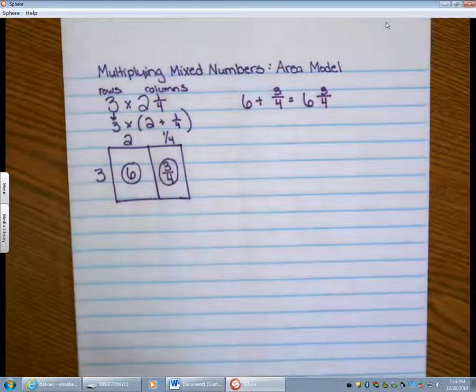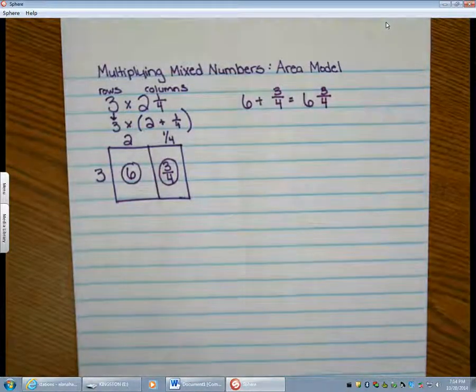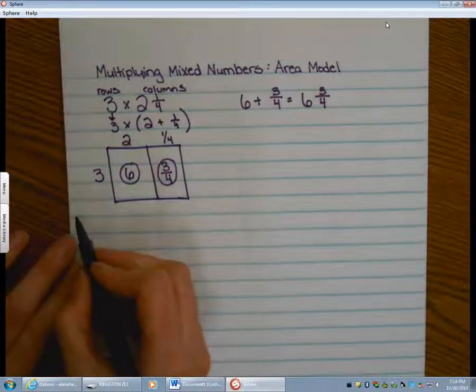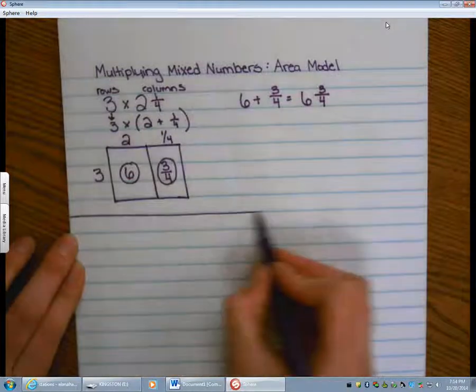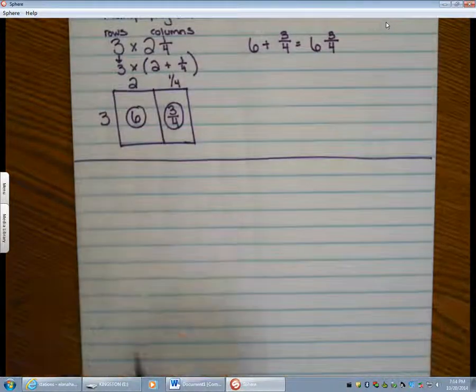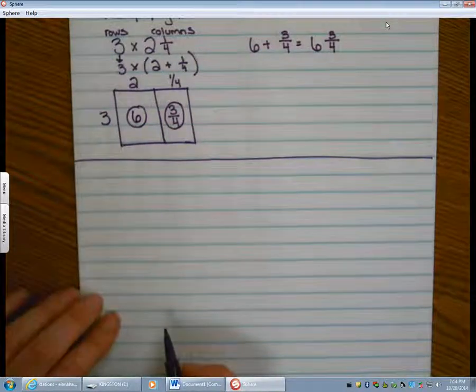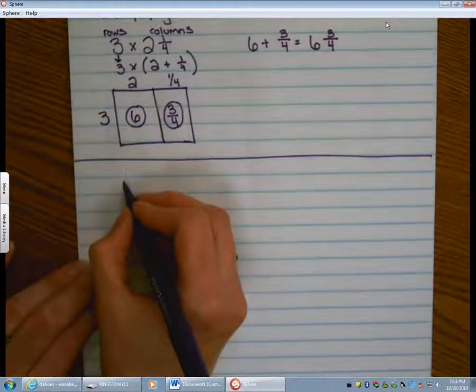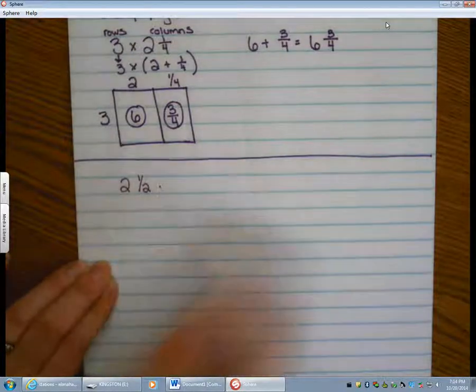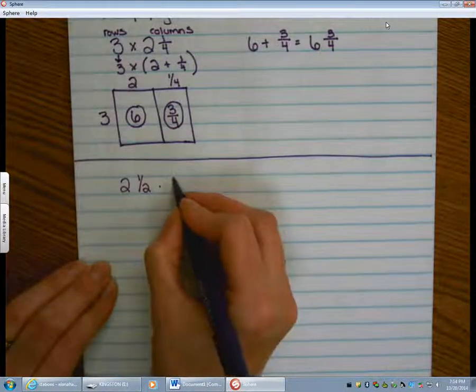Okay, well we're working with a whole number and a mixed number. It's not so bad. But for this next one, I want us to try using two mixed numbers. I'm going to draw a line on my paper so I know that I'm up to example number 2. And this time I want to try multiplying 2 1/2 times 4 1/3.